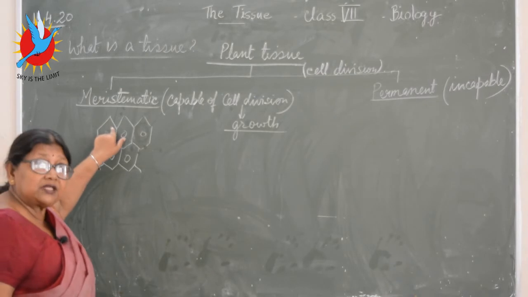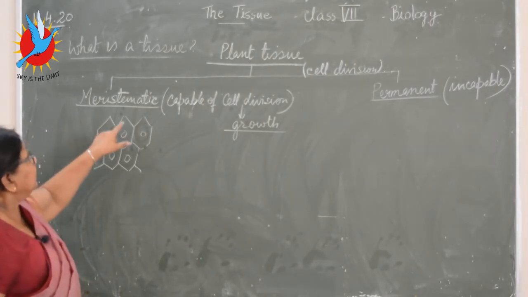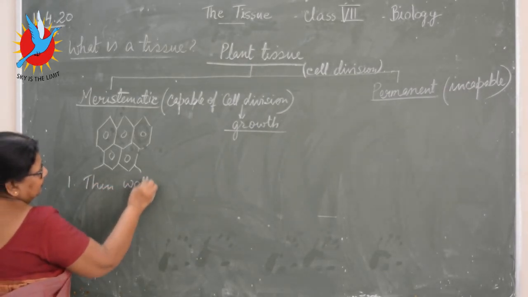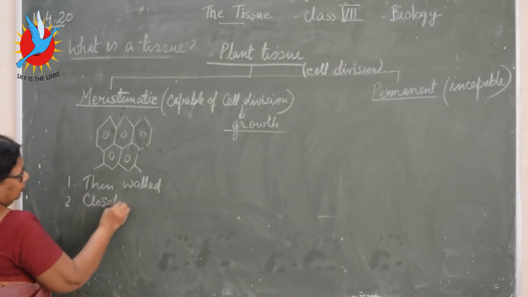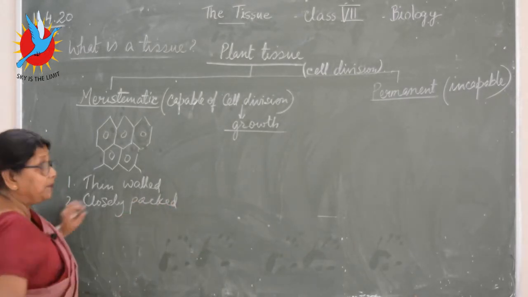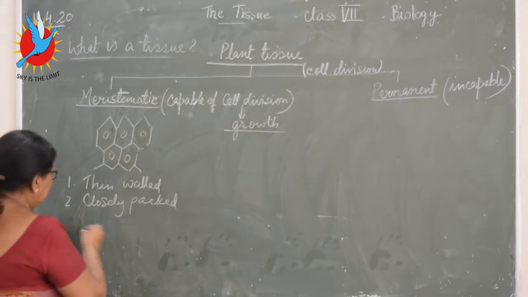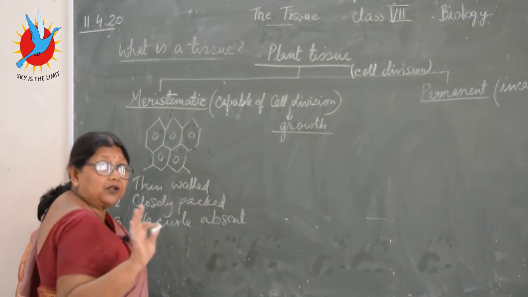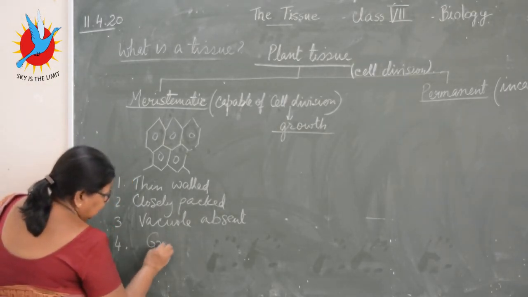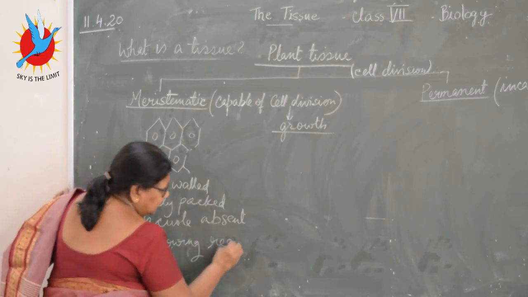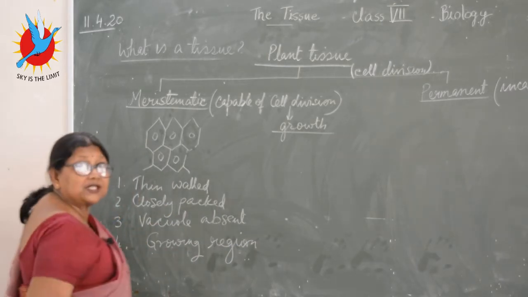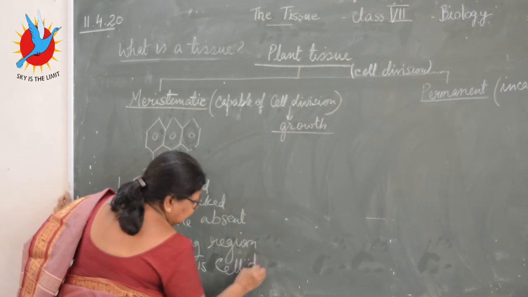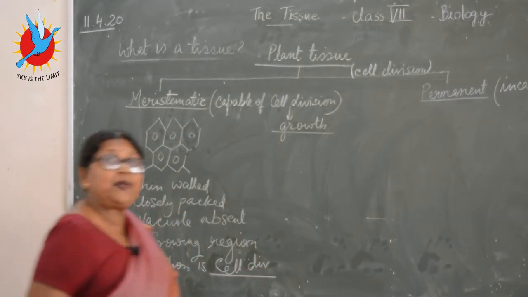So first we have done the structure of the meristematic tissue. We'll repeat it again. Thin-walled cells, very closely packed. First point, I'll write it for you. Thin-walled, closely packed. What do you mean by closely packed? No intercellular spaces. They are one attached to the other. And vacuole absent, full of protoplasm, found in the growing region. And the most important thing, the function is cell division. Clear? That's the basic meristematic tissue.